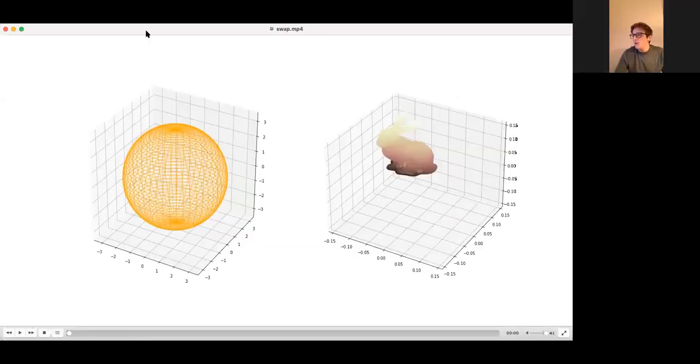Okay. So you can see on the left, this is our representation of RP3, and the orange sphere is the boundary of the 3D disk. And then on the right, there's this bunny, which is showing us the rotation induced by the element of RP3 that we're currently examining in SO3, basically by rotating around the axis by the angle desired.